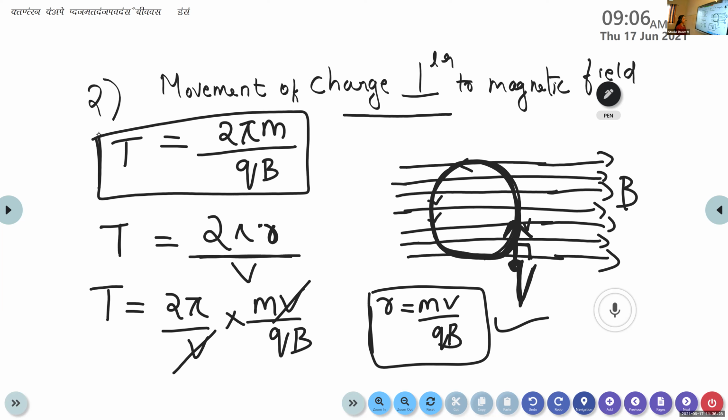If we get the time period, we can also calculate the frequency of the motion of this charged particle.